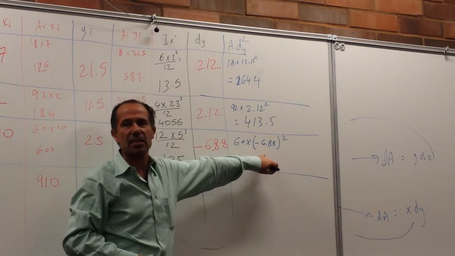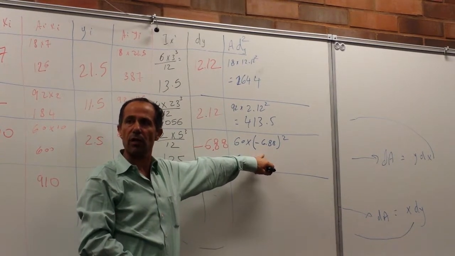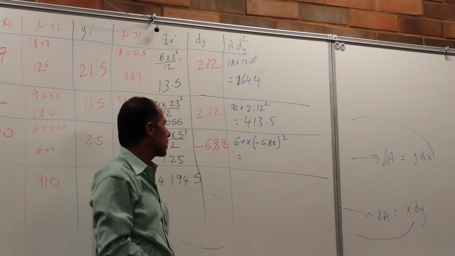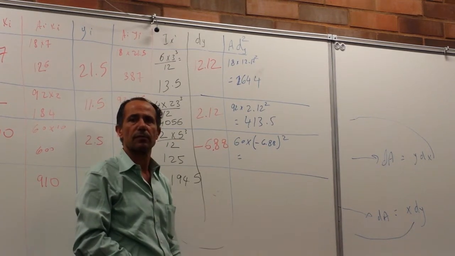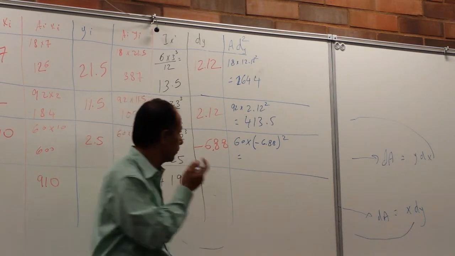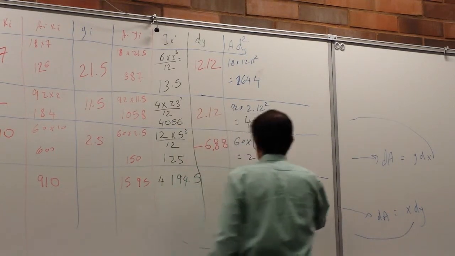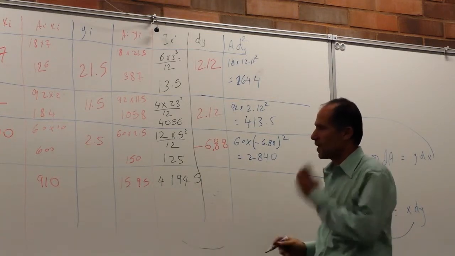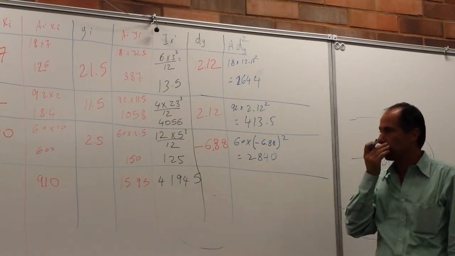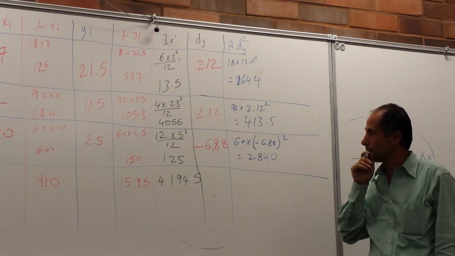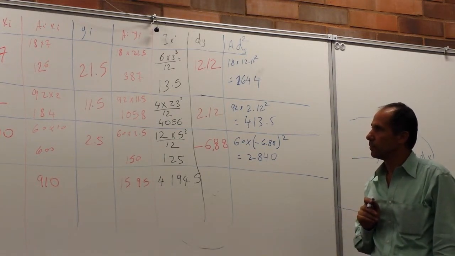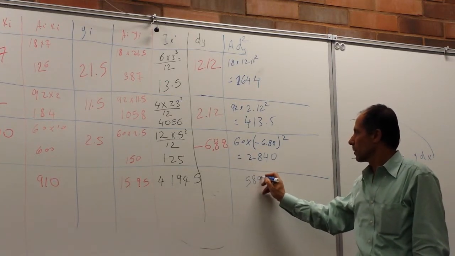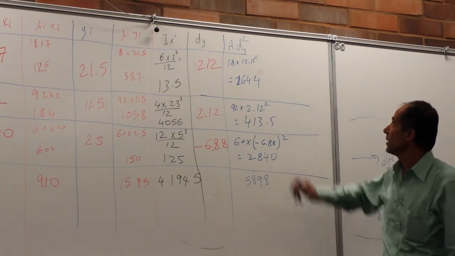Negative 8 squared is going to give you a positive number. So there's no problem worrying about the negative or positive. Give me a number, please. 2,840. Add them together, please. The sum here is 5898.